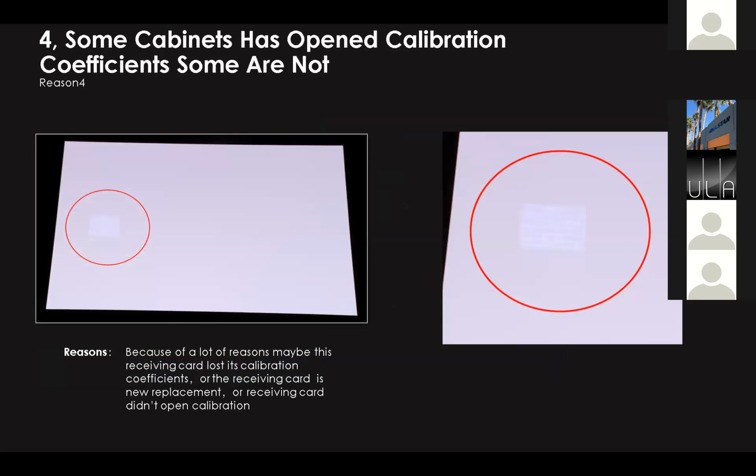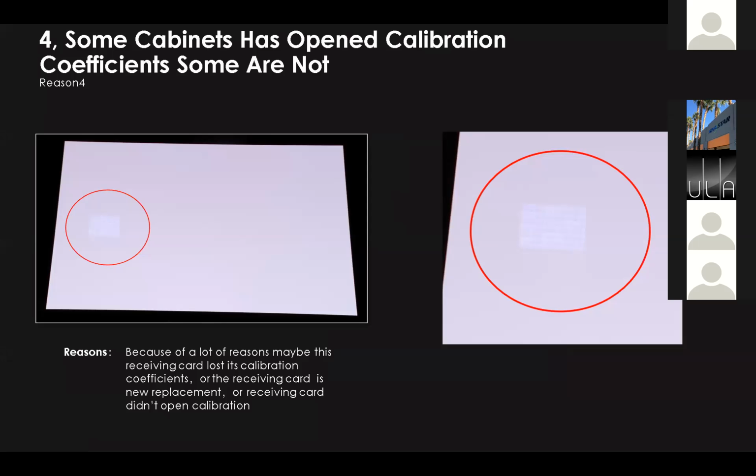And the first reason, some components have opened the calibration coefficient, some have not. Do you still remember that the calibration coefficient is saved in the receiving card? So it could be that some of the components enable the calibration effect, some do not. So we can manually enable the calibration again.